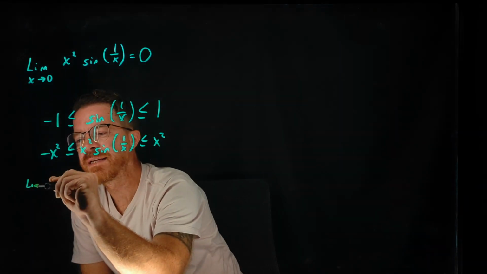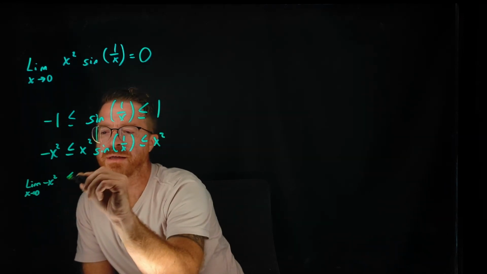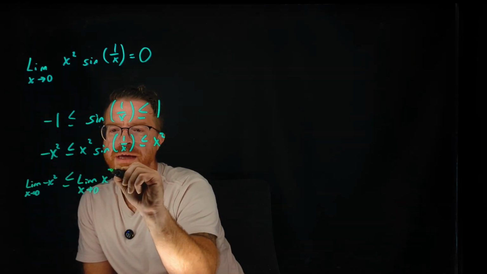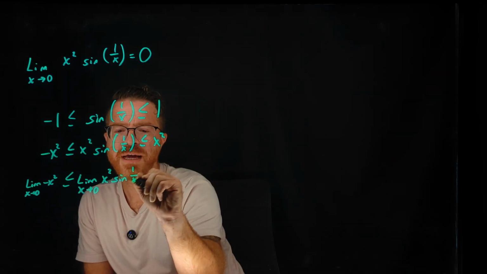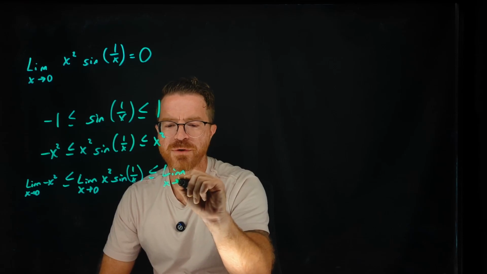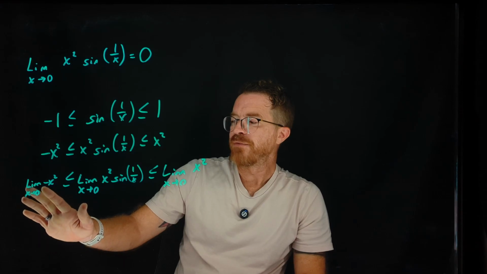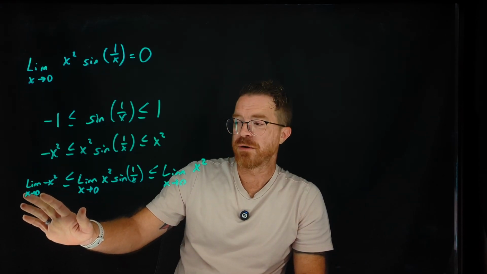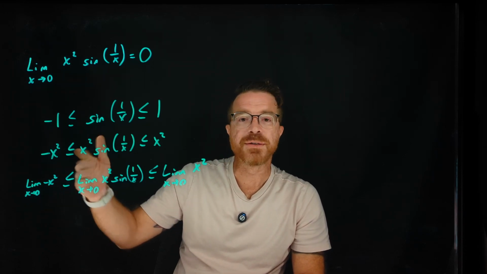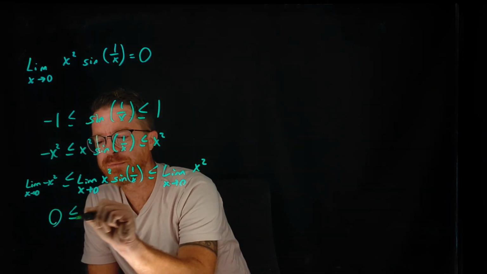So I'm going to take the limit as x approaches 0 on -x squared, less than or equal to the limit as x approaches 0 of x squared sine 1 over x, less than or equal to the limit as x approaches 0 of x squared. Now, if I take the limit of -x squared as x goes to 0, I can pull that negative out, the same thing as multiplying by -1. So this would be negative the limit as x approaches 0 of x squared. 0 squared is 0, so -0 is still 0, and we have 0 for our leftmost term.